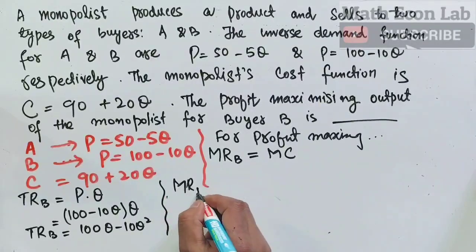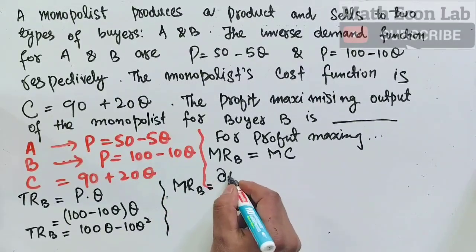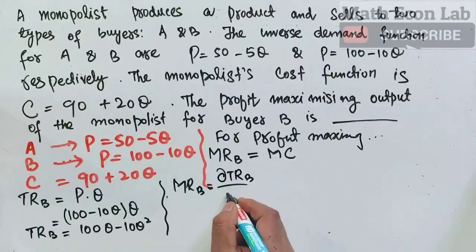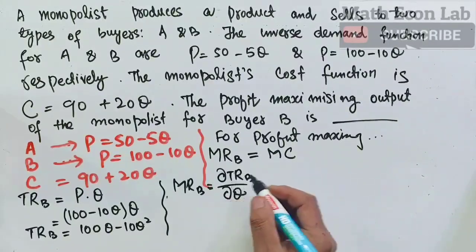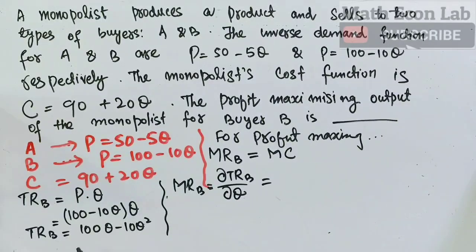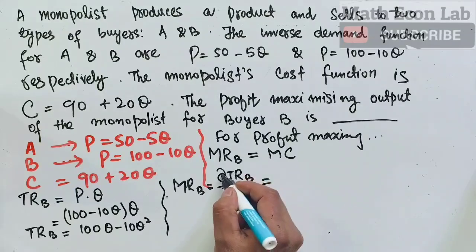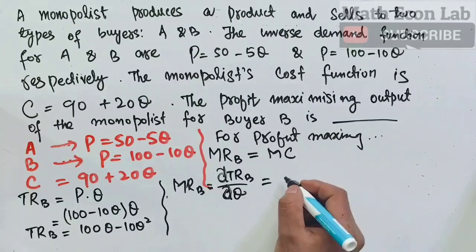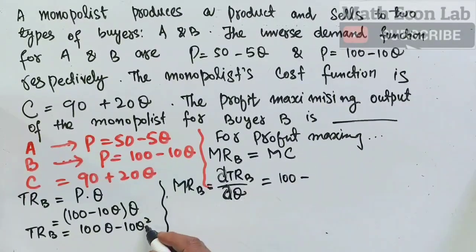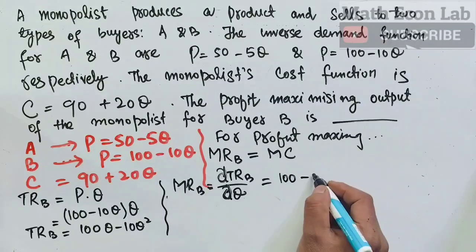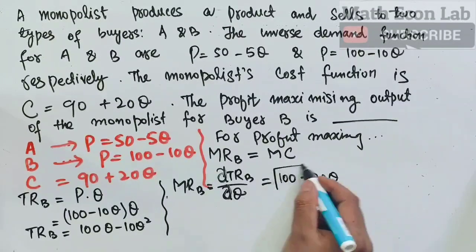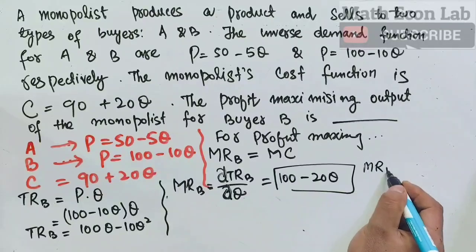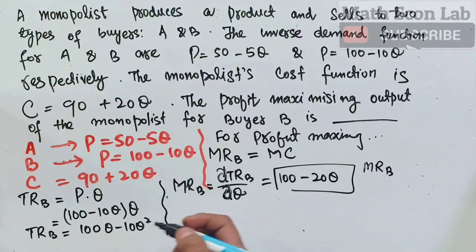Marginal revenue for buyer B will be equal to the derivative of total revenue for buyer B with respect to the output. We have to use the simple derivative, not partial here. So we differentiate with respect to Q. Derivative of Q is 1, so we are left with 100 minus the derivative of Q square, which is 2Q, so 2 into 10 is 20Q. This is the marginal revenue for buyer B.